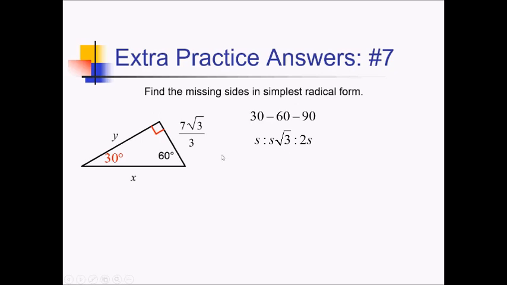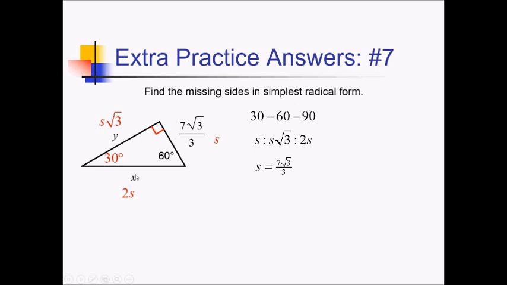So let me label my triangle. 30 degrees, that's always across from the s side, so that side right there is s. And then 60 is always across from s radical 3. And then our hypotenuse down here is always 2s. So it looks like s is equivalent to 7 radical 3 over 3. We kind of got that one almost for free. But if I plug s in, that'll give me the other two sides.